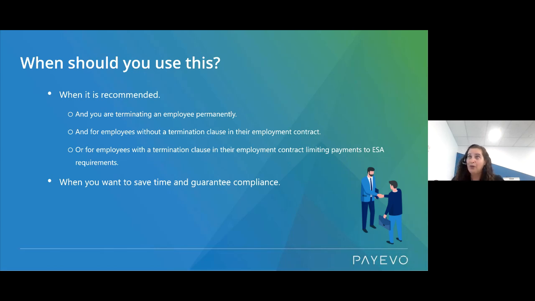It's not going to help you work through it if their employment contract gives a greater right or benefit above and beyond the ESA. If you want to run it to get what the ESA requirement is and then work on top of that, if that's how it's laid out in the contract, you can. But obviously, if the contract supersedes the legislation, then you would go with whatever the contract says. So when should you really use it? When you want to save time and guarantee compliance.